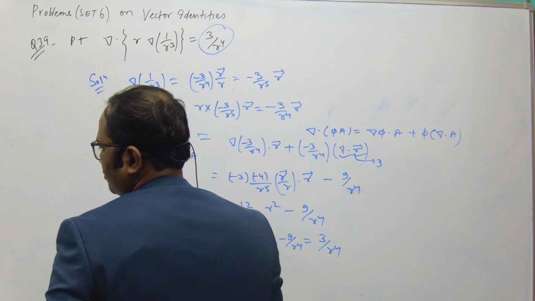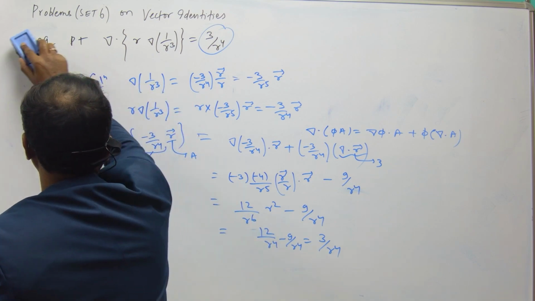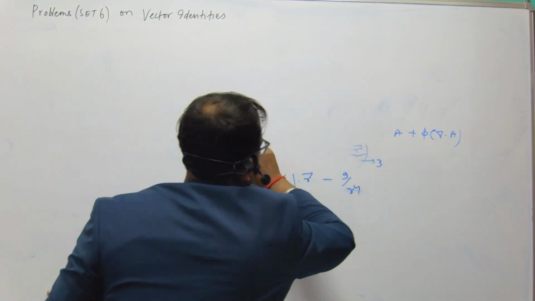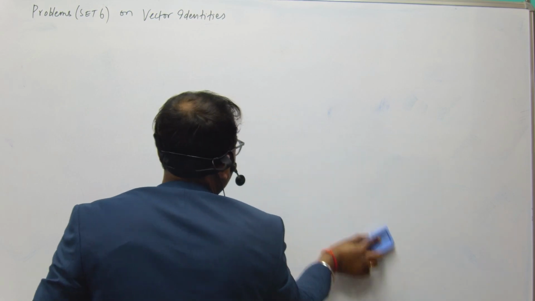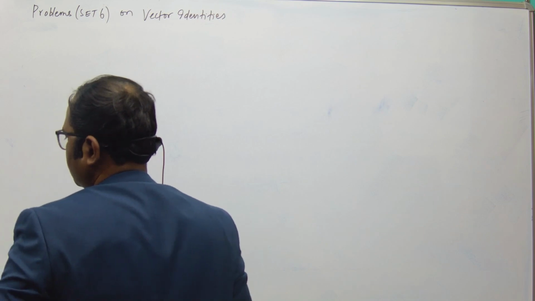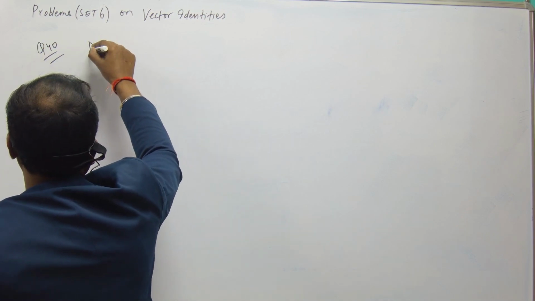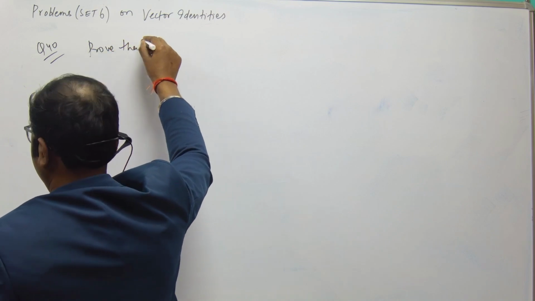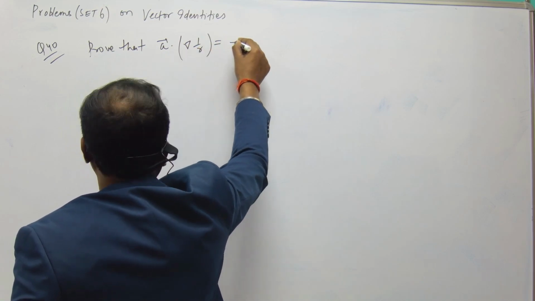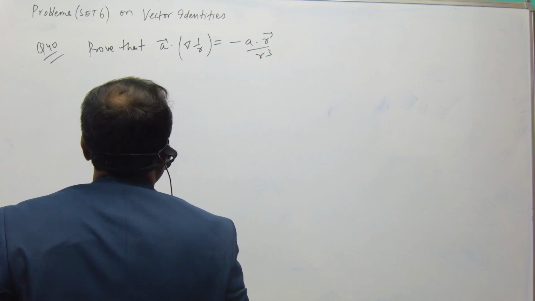Let us discuss question number 40. Prove that a dot del of 1 upon r equal to minus a dot r vector upon r cube. How can we solve this?